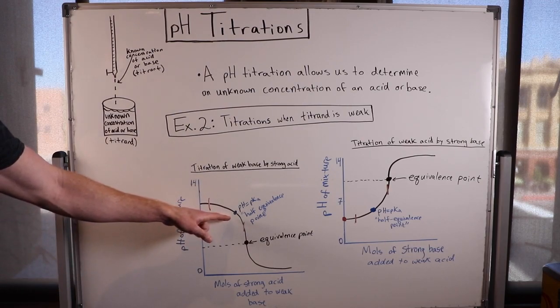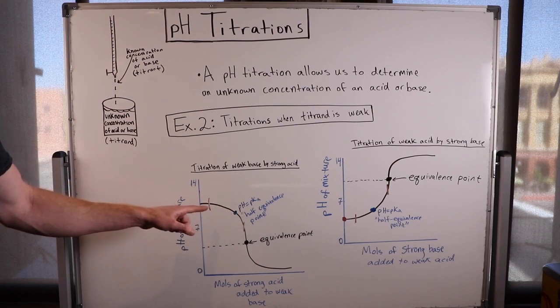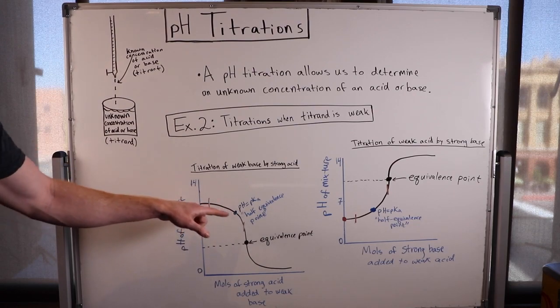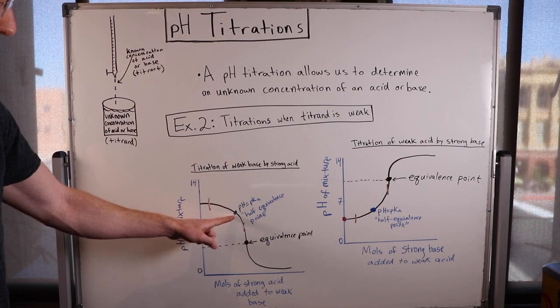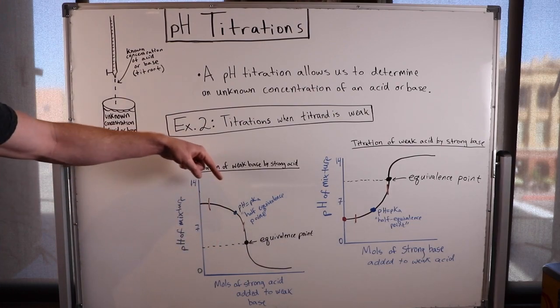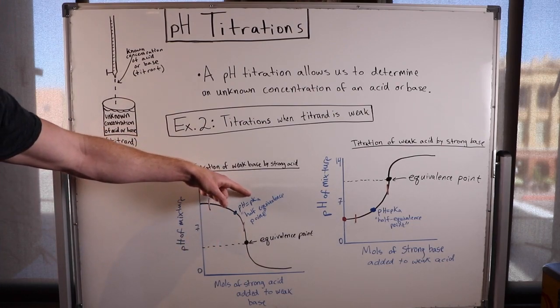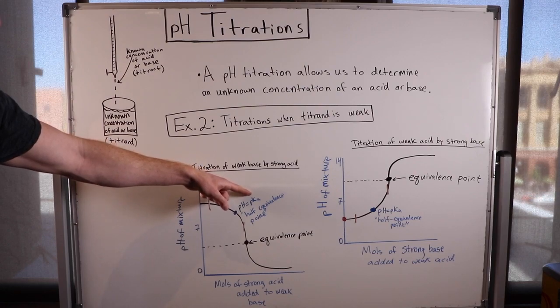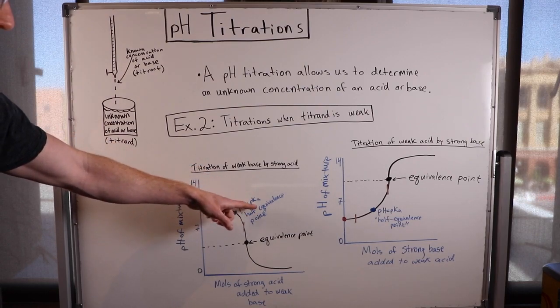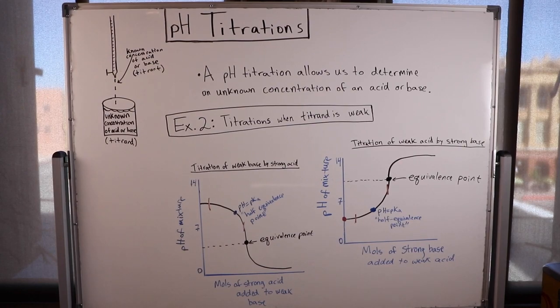And another important thing to notice here is that when you begin the titration to the equivalence point, the halfway point is actually a special point where the pH equals the pKa. And this is called the half equivalence point. So that's a very important point to know.